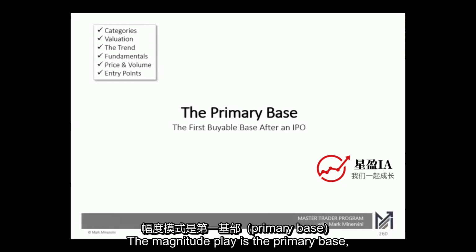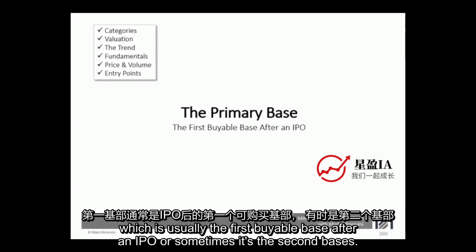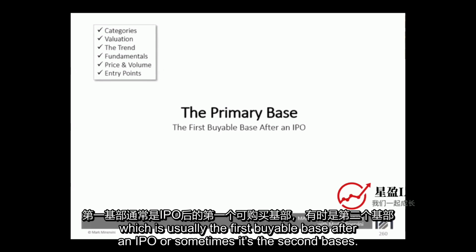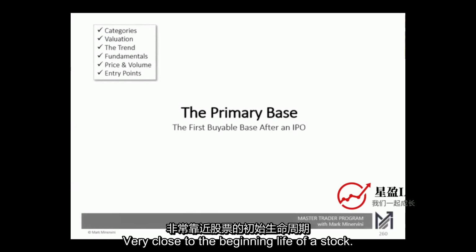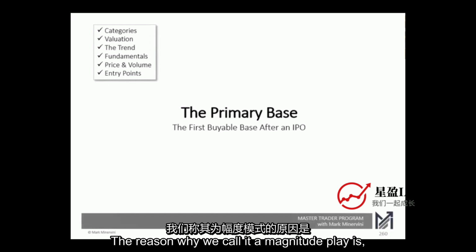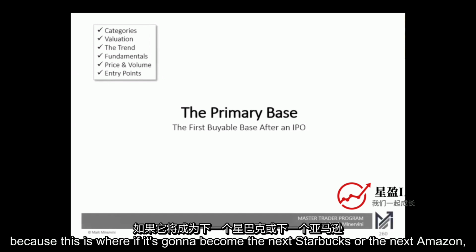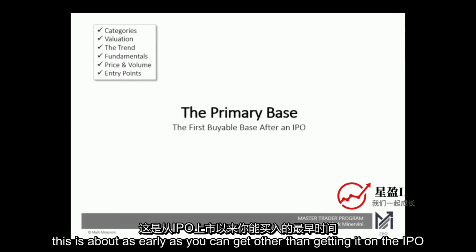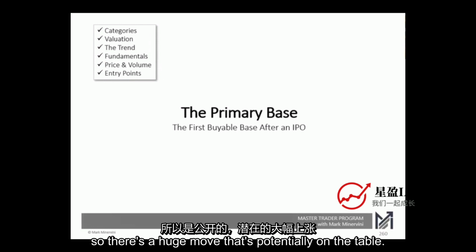The magnitude play is the primary base, which is usually the first viable base after an IPO, or sometimes the second base. It's very close to the beginning life of a stock after it goes IPO, which we call the primary base. The reason we call it a magnitude play is that if it's going to become the next Starbucks or the next Amazon, this is about as early as you can get, other than getting it on the IPO. So there's a huge move that's potentially on the table.